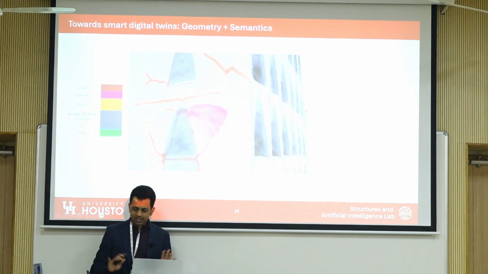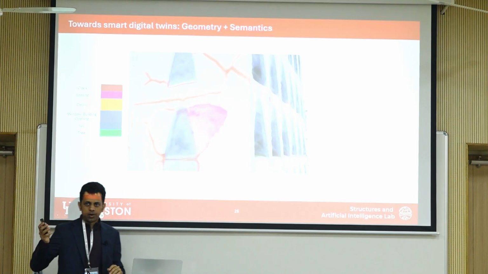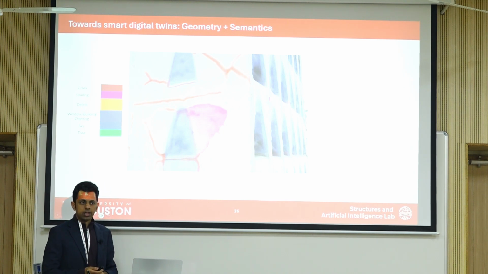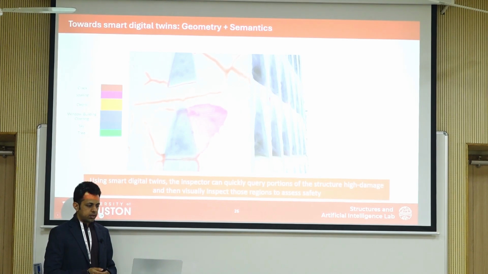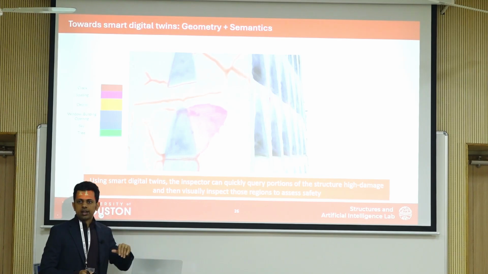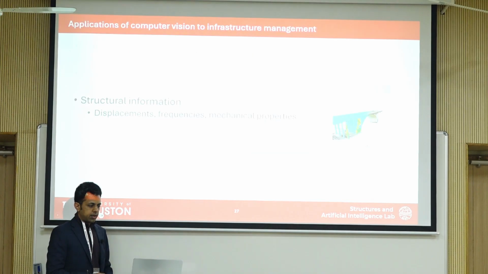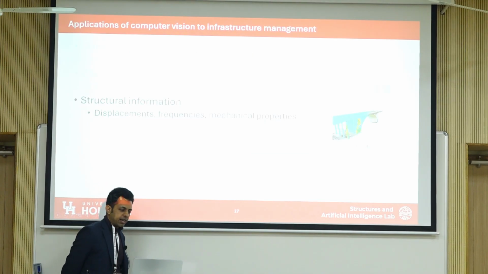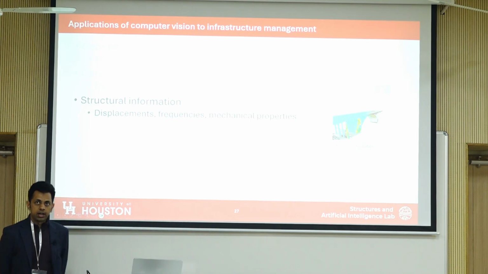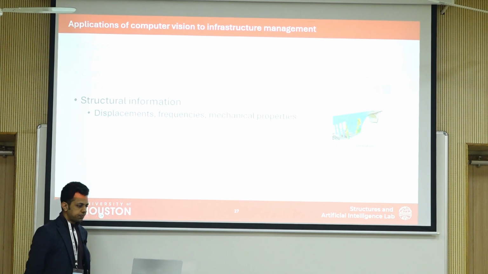This course is not about digital twins, so I won't go too much into that. I'll talk a little bit about it on Friday, but again, computer vision can be very useful in enabling this. I call them smart digital twins because you have the semantic information automatically identified, and so they can function autonomously. Okay, so we spoke about geometric information and condition information. The last thing we'll talk about is structural information.